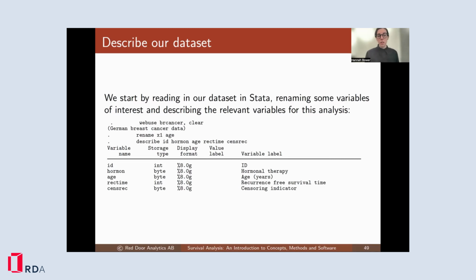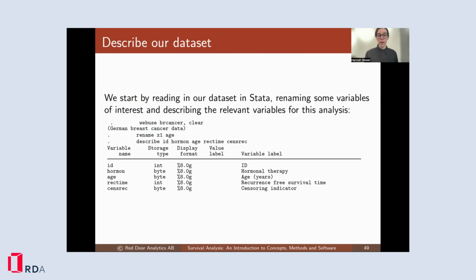We then have some variables which aren't very easily understood from the name. So I renamed the variable x1 to be age so that we can clearly see what that is. Then I use the describe command just to look at the variables id, hormone, age, rectime, and censrec. ID, we can see from the variable label, is a unique identifier for every observation. Every observation is a unique individual, so we don't have any repeated observations for individuals.